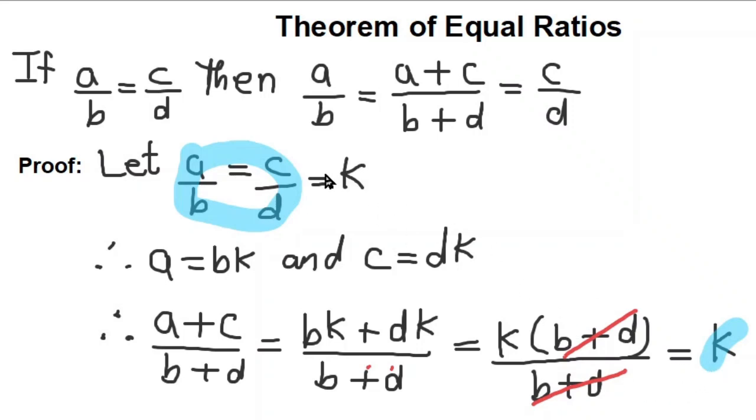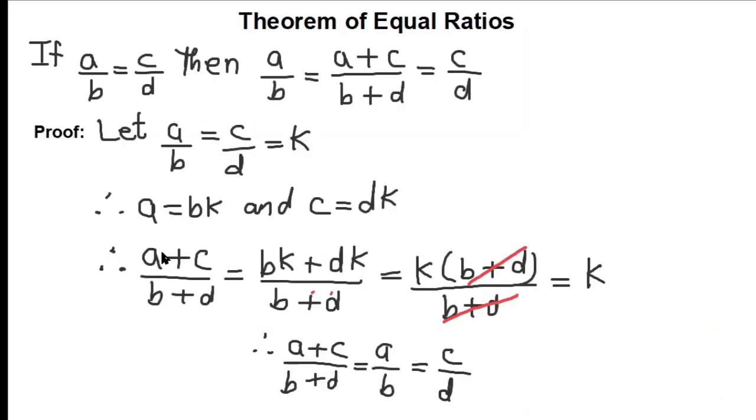Okay, see, from here and from here. So instead of K, we can write this value. Therefore, see here, this A plus C upon B plus D is equal to, instead of K, what we have done? We have written this value. Therefore, A plus C upon B plus D is equal to A upon B is equal to C upon D. See, this is what we have to prove, right?